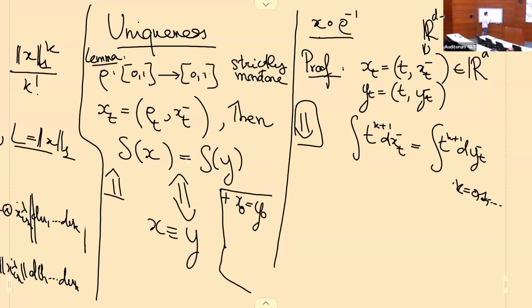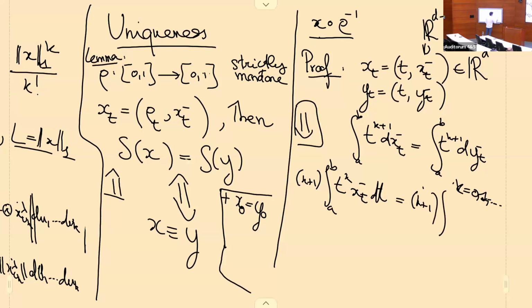So for any k from 0, 1, all the k's. Now, if these terms are equal, then what you can do is use just integration by parts. Let's suppose that we're integrating between A and B. You can use integration by parts to get something of the form: k plus 1 times the integral from A to B of t^k x minus t dt equals k plus 1 times the integral from A to B of t^k y minus dt.